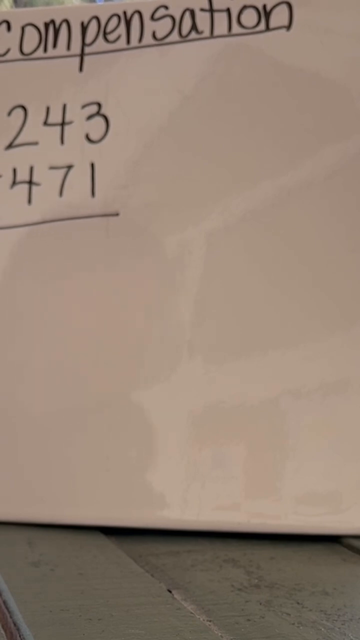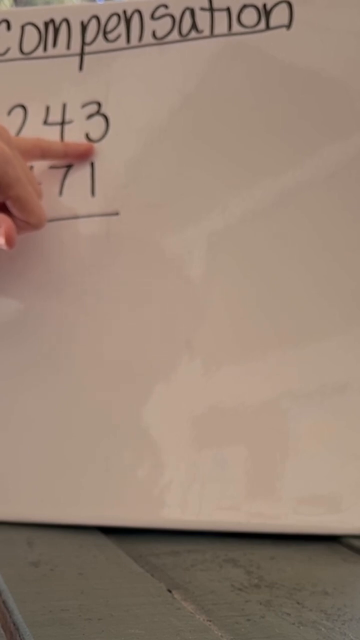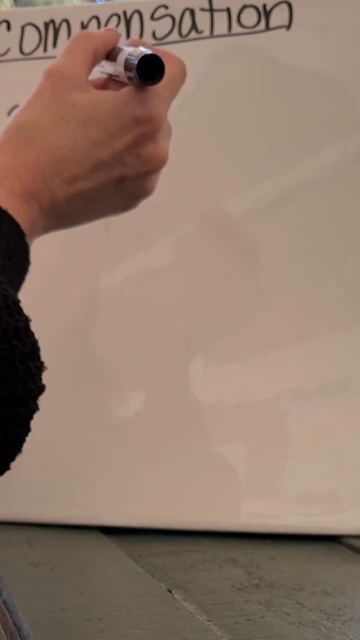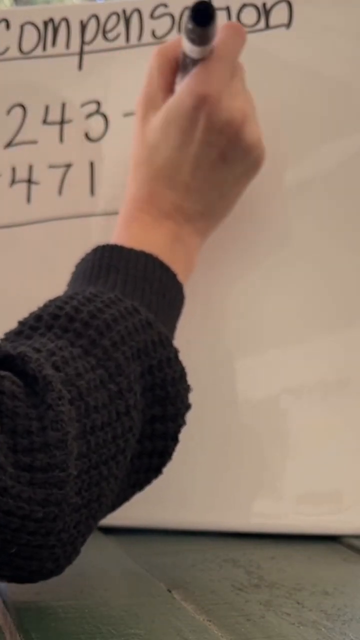So the first one we talked about was compensation, and compensation is when you are basically manipulating the numbers to make one or both of them easier to work with. So I told the kids to look at the first number and see what you have to do to this number to make it a tens number, to make it end with a 0. So on this one, if we take away 3, we can make that be a 240. So we demonstrated that like this.